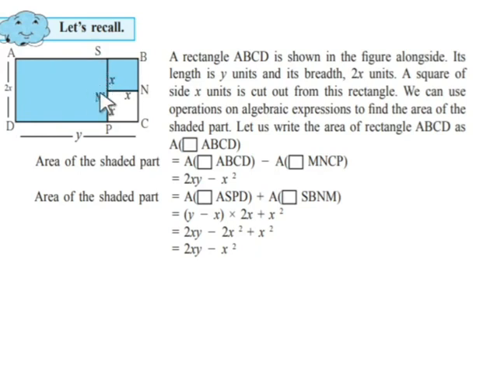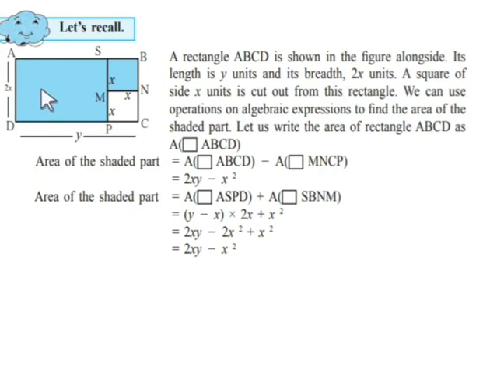So children, when you use the first method, in the area of rectangle ABCD, what is the length? The length is y units, whereas the breadth is 2x units. Therefore, the area of rectangle ABCD is equal to length into breadth, that is 2x multiplied by y, which is 2xy. Whereas the area of the square MNCP, here you will see MNCP is a square having side x units. Therefore, the area of a square having side x units will be x square. So, the area of square MNCP is x square. So, we will subtract x square from 2xy to get the area of the shaded part.